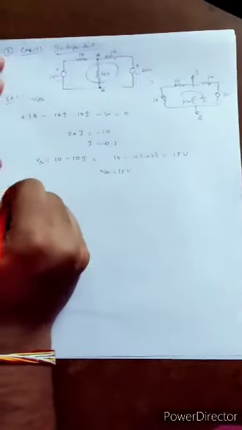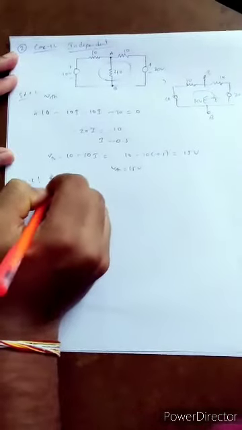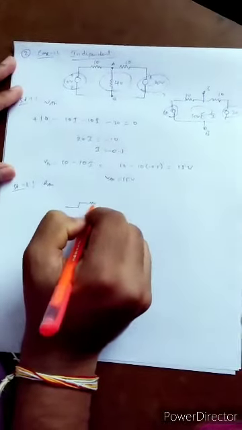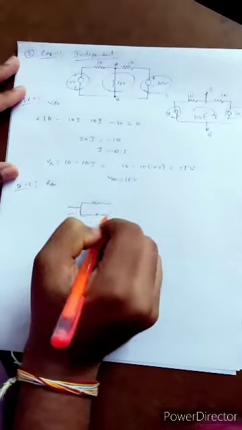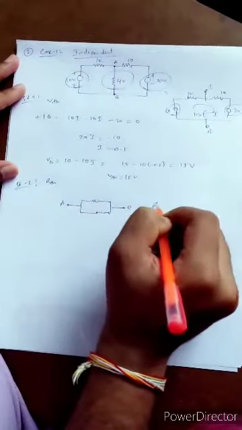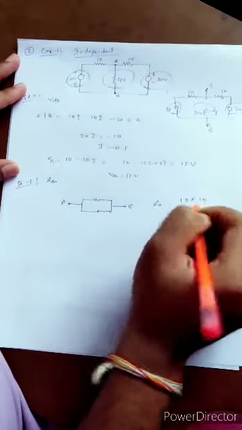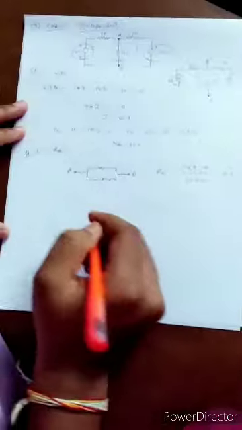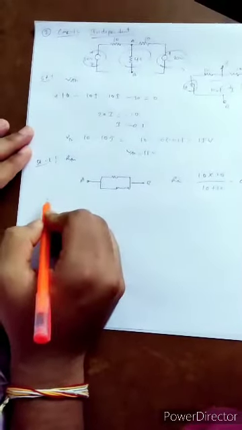And here step 2 is to find RTH. As we said before, we should remove the sources and find the equivalent resistance. The circuit will be represented as this: one resistance and another resistance, both in parallel, between A and B. So the RTH will be 10 into 10 by 10 plus 10, that is 5 ohms.